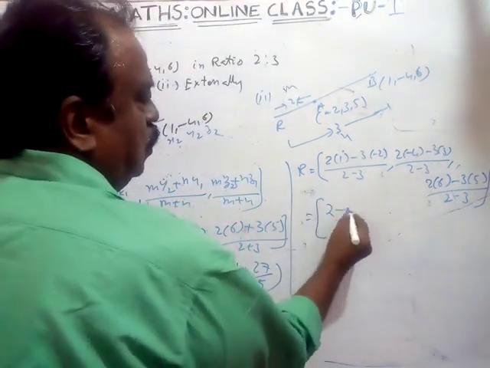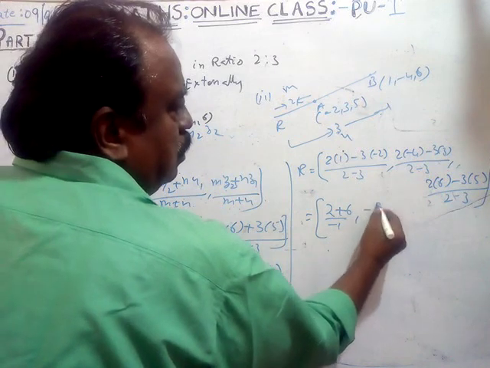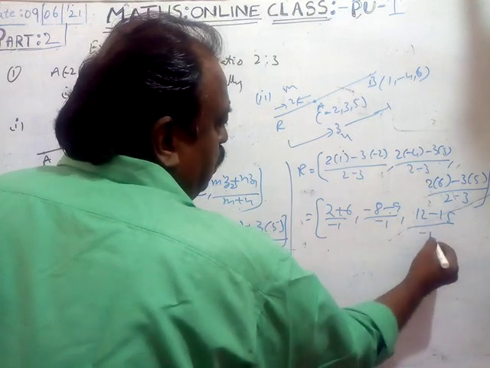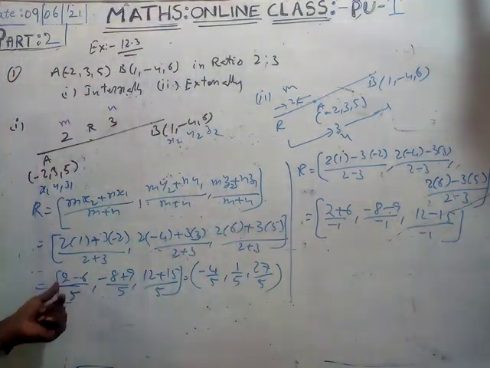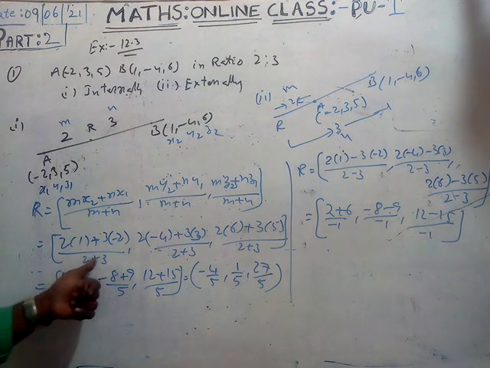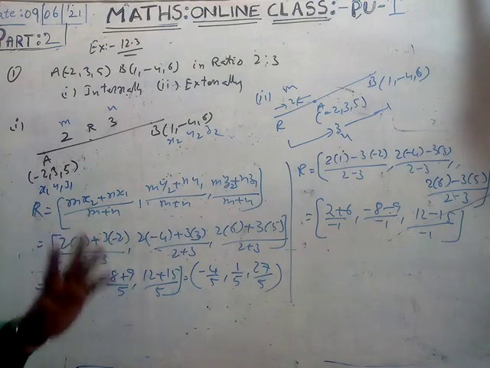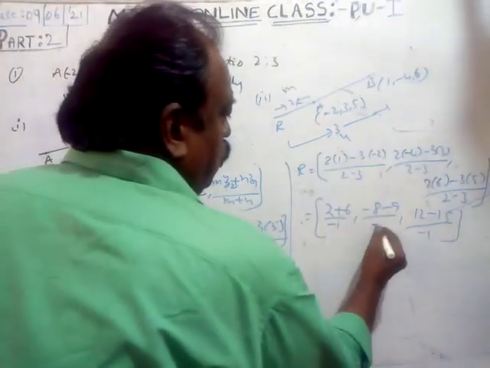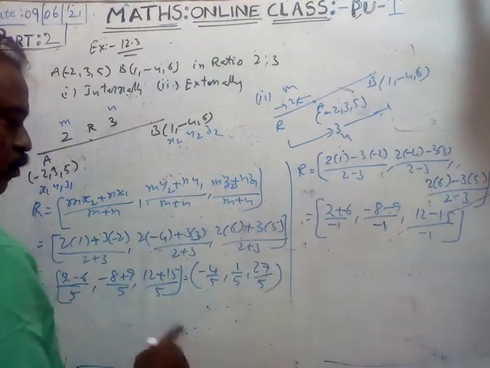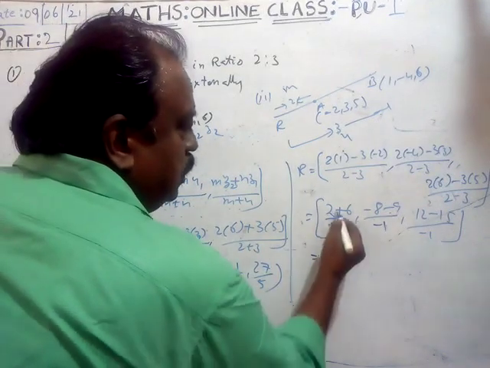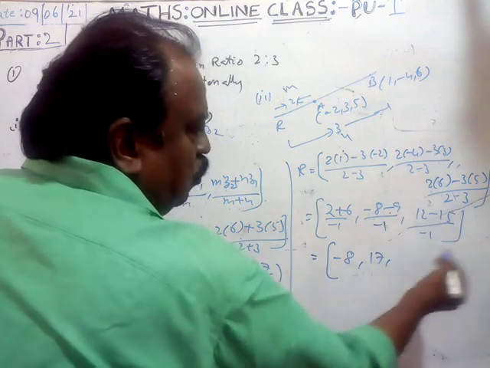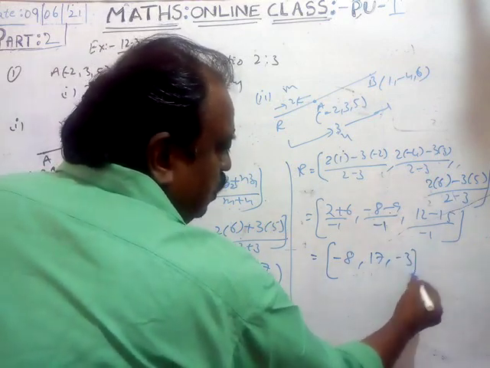Now it is 2 plus 6 by minus 1, minus 8 minus 9 by minus 1, 12 minus 15 by minus 1. Same numbers, 2, 6, but minus here, there plus. Here 2 minus 3 is minus 1 in the denominators. Is it clear? If plus is there, there minus only. So 8 by minus 1 is minus 8, minus 17 by minus 1 is plus 17, 12 minus 15 is minus 3 by minus 1, which is 3.